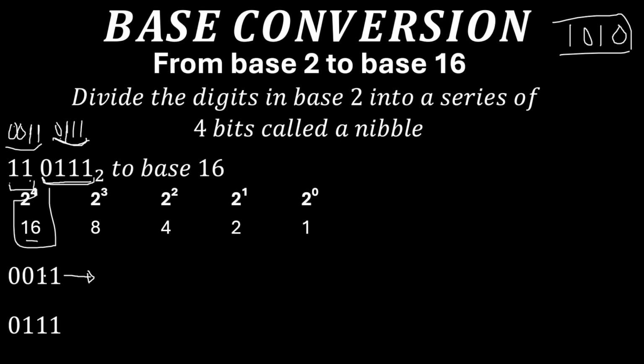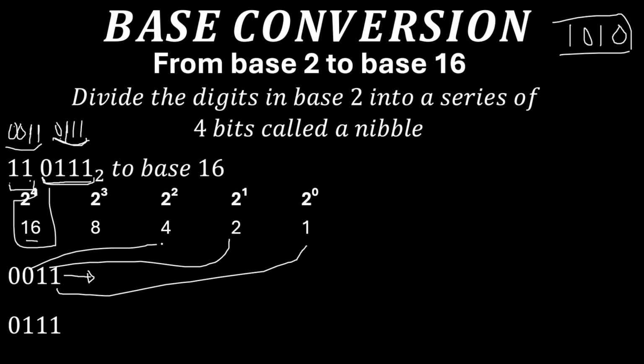What do we need to do? Take the digits from this place and merge them with the values in the table. You can see that they are also 4 in number, so they match each other. Anywhere that is 1, the value will count. Anywhere that is 0, the value will not count. So those that count here are just 2 and 1. You add them together, that is 3. So this one is just 3 in base 16.